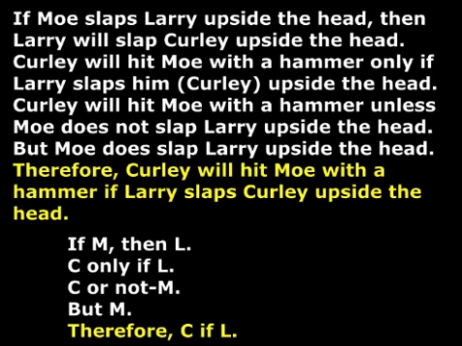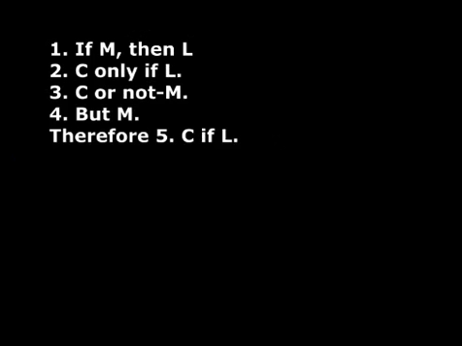Okay, so that's the halfway point. So I'm going to rewrite this up here. When I rewrite it, now I'm going to number these things. So I'm going 1, 2, 3, 4, therefore 5. Okay. And now all we have to do is translate these things. Let's look at number 1. This is going to be easy. It's a conditional. If M, then L. M follows the if, so it's going to be M horseshoe L. M is the antecedent.